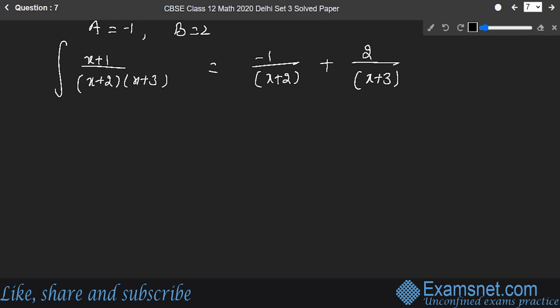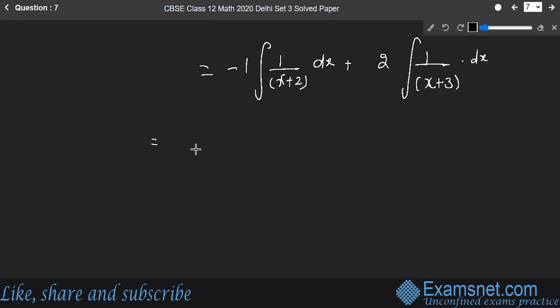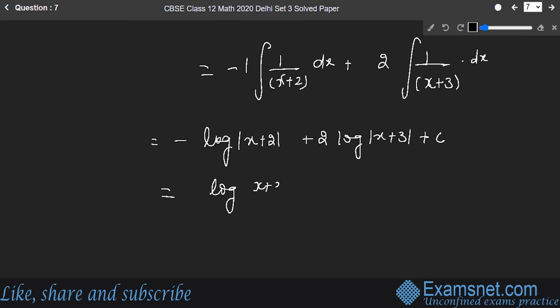Let's find the integral on both the sides. This is what we have to do in the question, right? So this can be written as minus 1 integral of 1 upon (x + 2) dx plus 2 into the integral of 1 upon (x + 3) dx. That's equal to minus log of (x + 2) plus 2 log of (x + 3) plus c. So this can be written as log of (x + 3) square divided by (x + 2) plus c. This is the answer to the question.